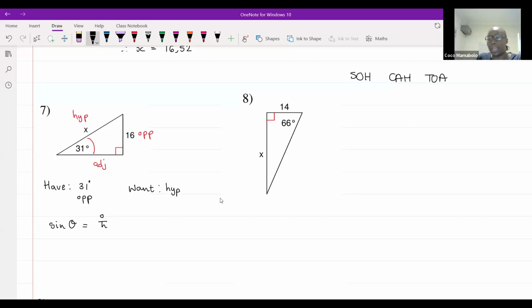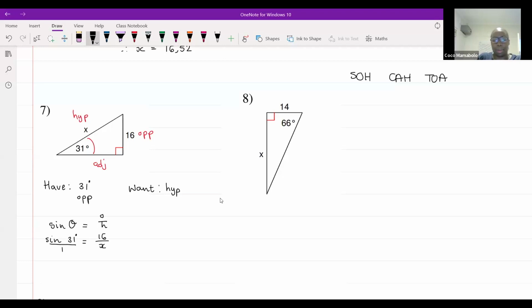And then I'm just going to replace the things where I need to. Sine of theta is my angle. So sine of 31 degrees is equal to opposite, which is 16, over hypotenuse, which is x. What is my next step?